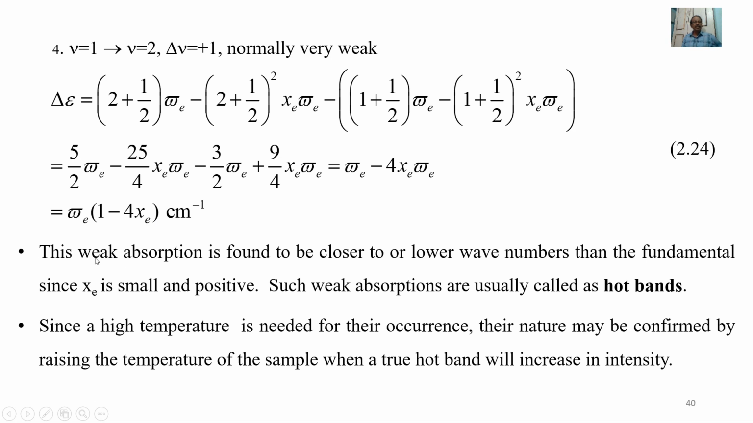This weak absorption is found closer to lower wave numbers than the fundamental, since xe is very, very small and positive. Such weak absorptions are called hot bands. So hot bands are jumps from one level to a second level, first level to third level, first level to fourth level, and so on. Since a high temperature is needed for their occurrence, their nature may be confirmed by raising the temperature of the sample, when a true hot band will increase in intensity.